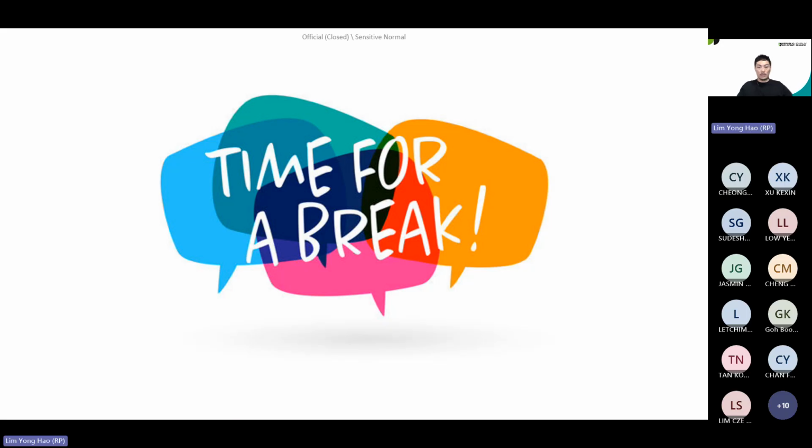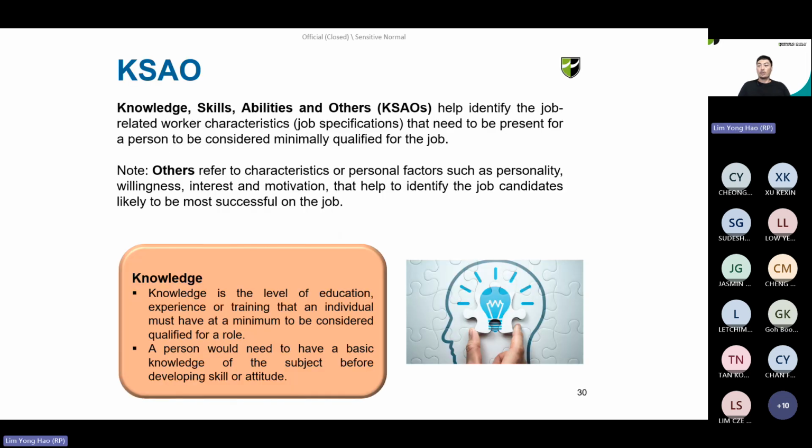Okay, if not, we quickly go through the second part. It's a continuation of what we were discussing earlier on job specification. Usually for job specification, you have different requirements or criteria based on what we call KSAO. If you have heard about this term before, it's an acronym for four different things: knowledge, skills, abilities, and other attributes. Sometimes we call it others.